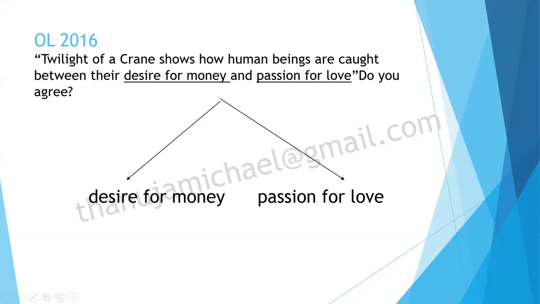This is your mind map now. Desire for money. What are the examples I know from the twilight about desire for money? What are the examples I know for passion for love? So here, if you list down, what will you list down? Desire for money? You can talk about Unzu and Sudu, how they enter the scene. Yes, and then how they talk about this Sembawari thing.